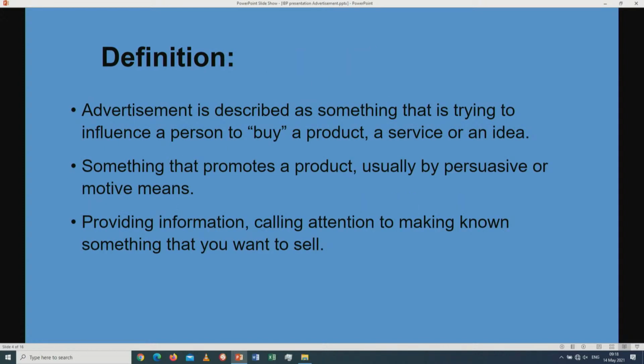Let us look at the definition of an advertisement. Advertisement is described as something that is trying to influence a person to buy a product, to buy a service or an idea. Something that promotes a product, usually by persuasive or emotive means. Providing information, calling attention to, making known something that you want to sell.